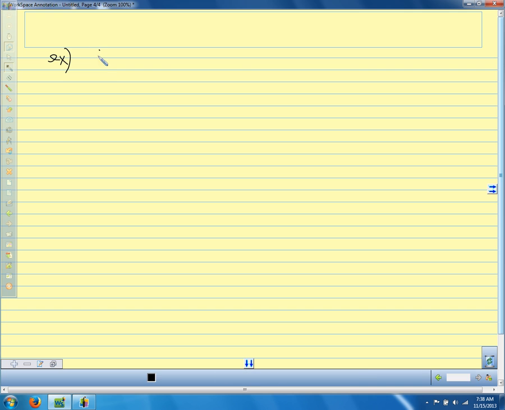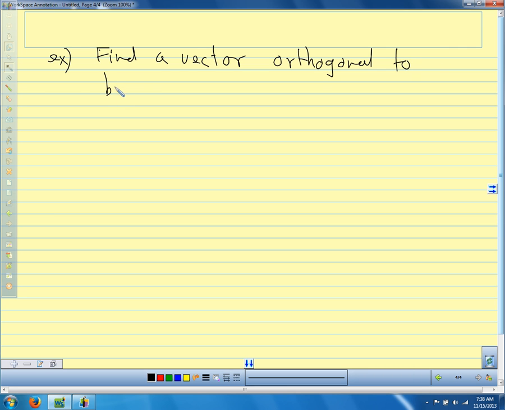So we need to find a vector orthogonal to both A equals I plus 2J minus K, and B equals minus 2I plus 2J plus 2K. So we want this vector that's orthogonal to both of these. So what is this question asking us to do? Find the cross product. This kind of problem will be presented to you in a lot of different ways. So it's important to remember that the cross product of two vectors is orthogonal to both of them.